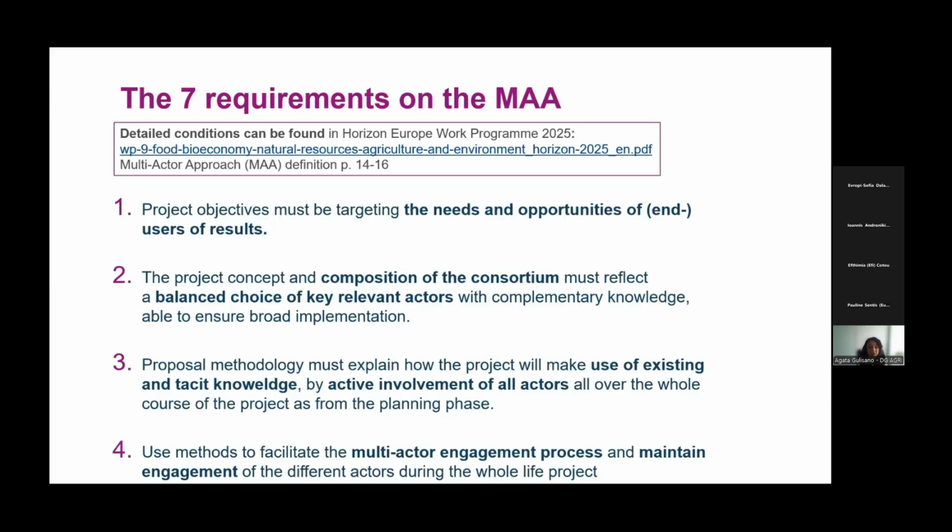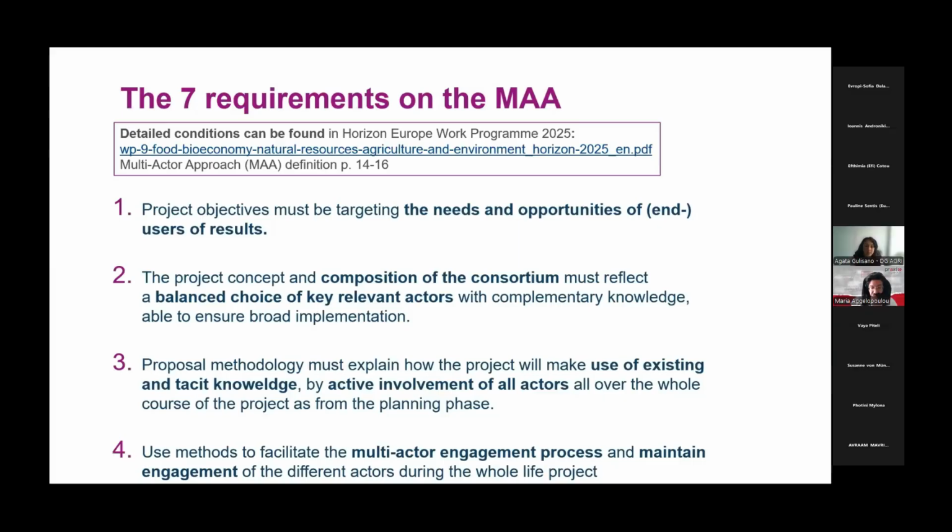Project concept and composition of the consortium must reflect a balanced choice of key relevant actors. I think I've already spent enough time on this in the previous slides to explain what we mean by that. Proposal methodology must explain how the project will make use of existing and tacit knowledge by active involvement of all actors. And here we come to which kind of activities we are going to have in a project. How are we going to involve the different actors we are bringing in with our multi-actor approach, and make sure that their voice is heard, their knowledge is taken into account, their experience is used as valuable feedback, guiding the research, guiding the project.